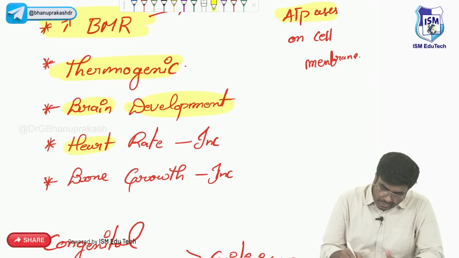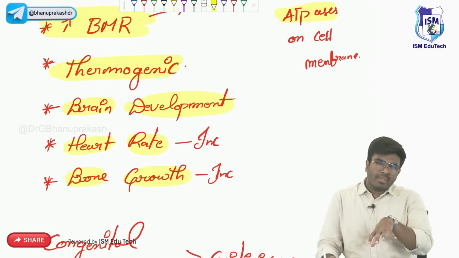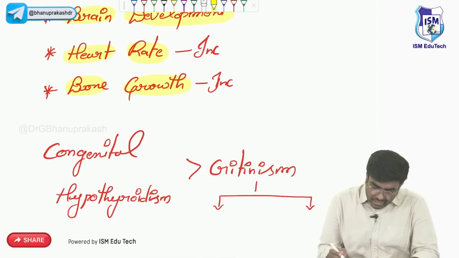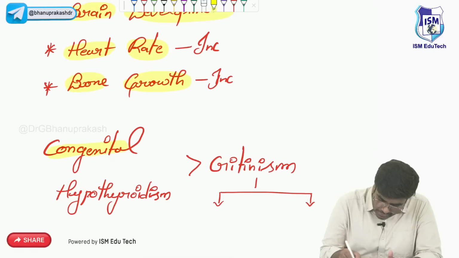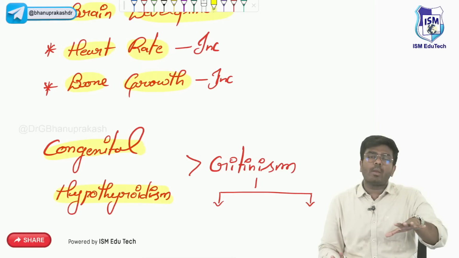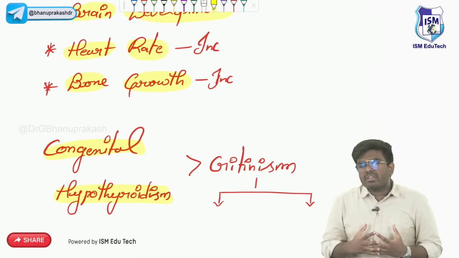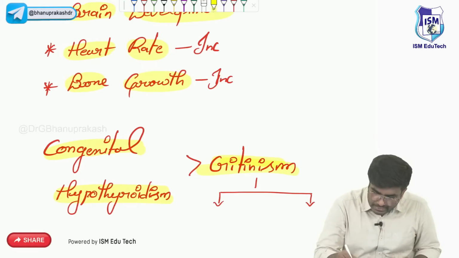And thyroid hormone increases the heart rate. Everyone knows thyroid hormone also increases bone growth. You can ask me why I am telling all these points, sir. Is it important before the exam? Yes, because if a patient is suffering from congenital hypothyroidism, meaning by birth itself the T3 T4 hormone levels are very low in the baby, this baby is going to suffer from a condition called cretinism.